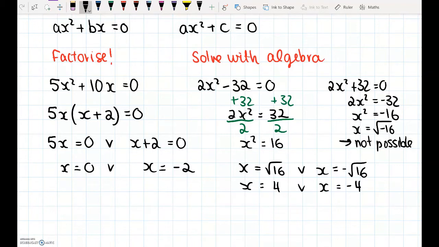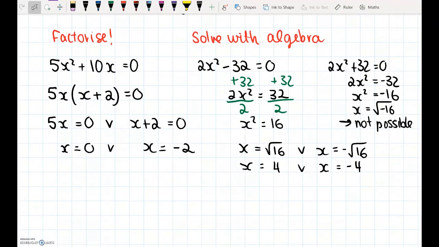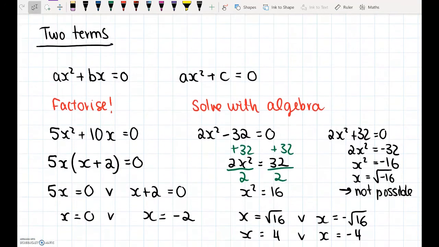Okay, so we don't do the square root of a negative at the moment. When you get into the upper years and you start working with complex numbers and imaginary numbers, you'll see that this is actually possible, but for now it's not. Okay, so this is what we do when we have two terms.